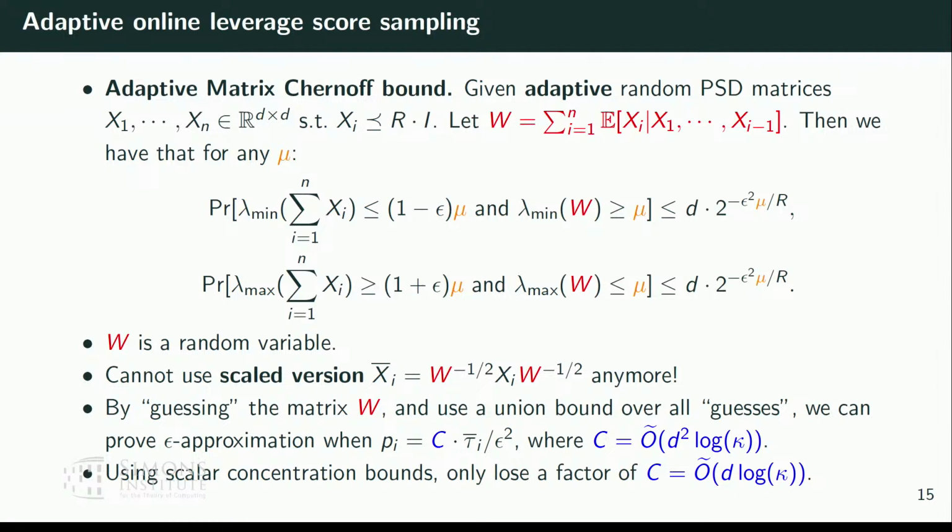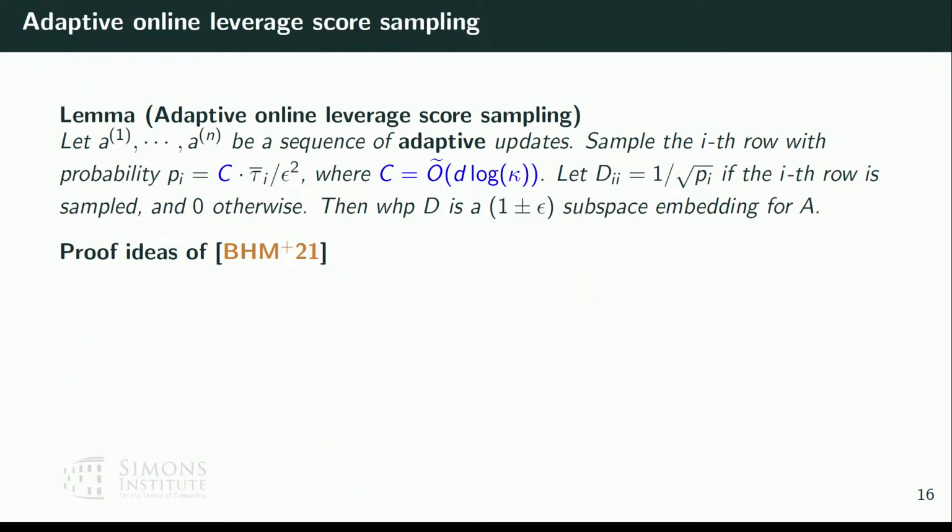We just need to increase the constant before the sampling probability. Any other questions? Okay. So next, let me go to what we actually do in the paper and how we actually get this d times log kappa.